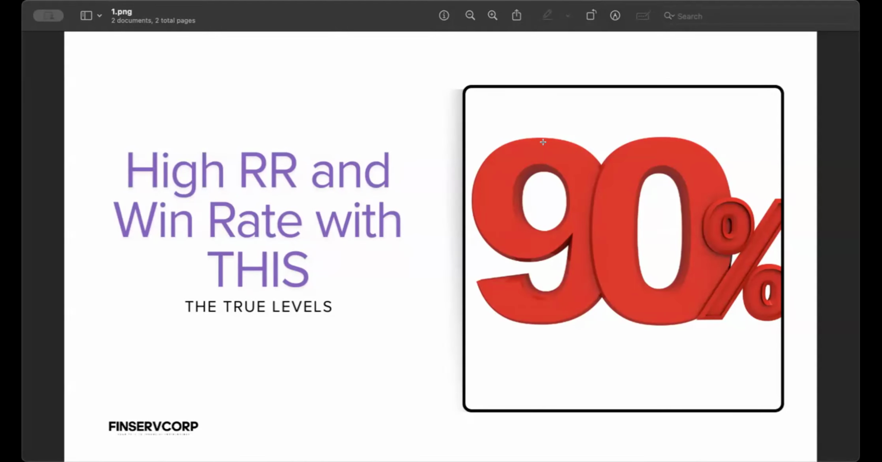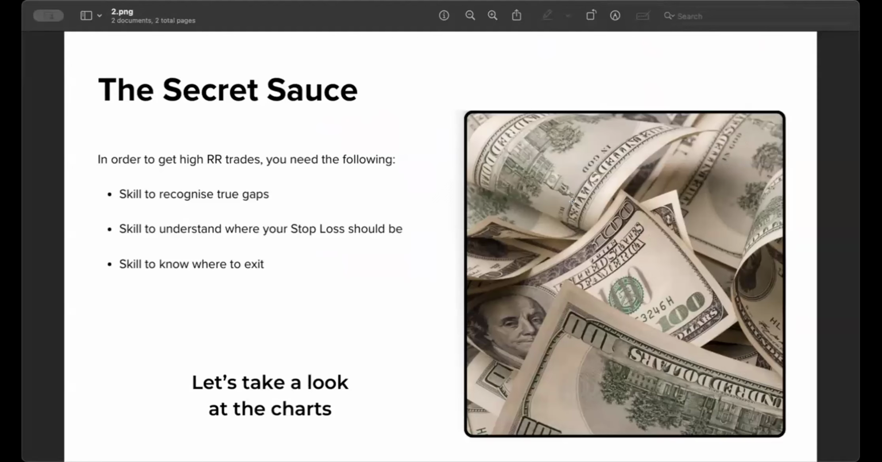If you're watching this, you saw that I'm going to show you a high RR trading style and a high win rate trading style using true levels in price, and you are right. Okay, so what exactly are we going to use? Well, the secret sauce is this.